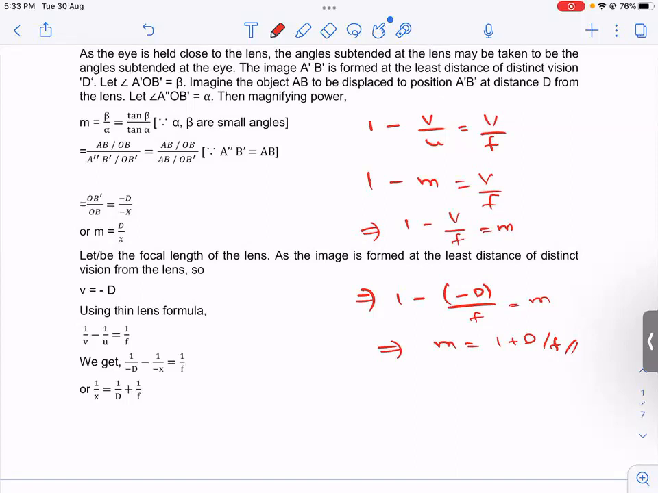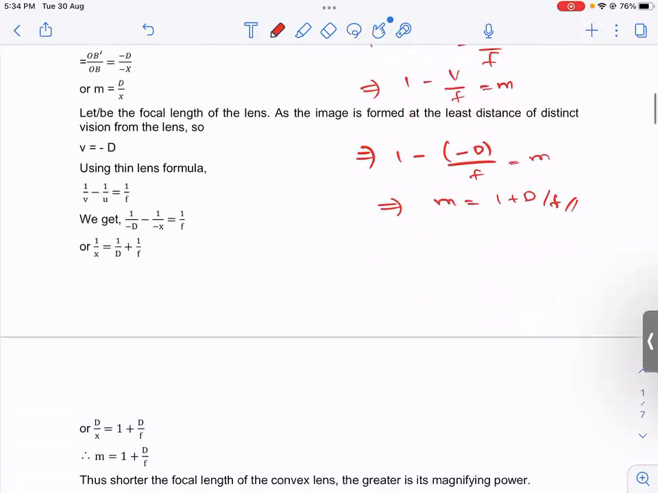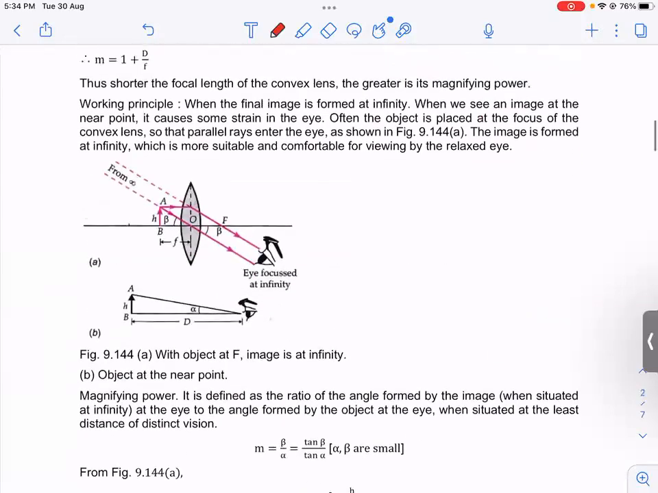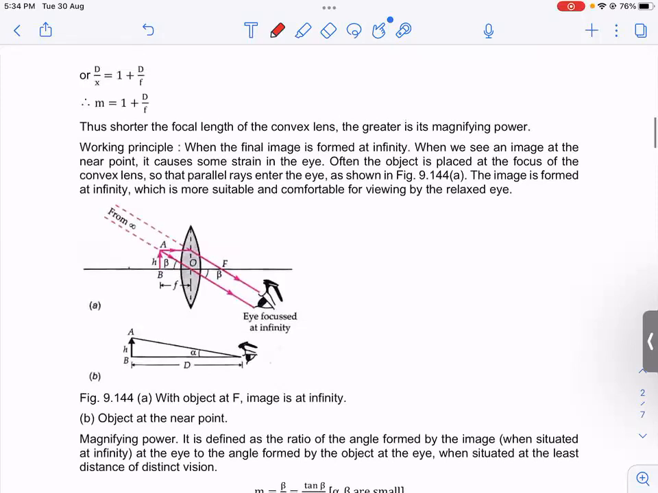Done. So in a similar way, now we'll see what is the magnification when the image is formed at infinity. So case number 2. By the way, they have given it: the shorter the focal length of the convex lens, greater is its magnifying power. Inversely proportional. That's what you already put, right?